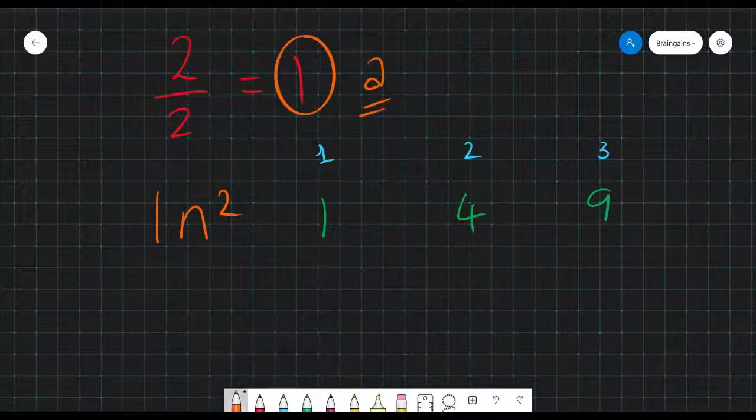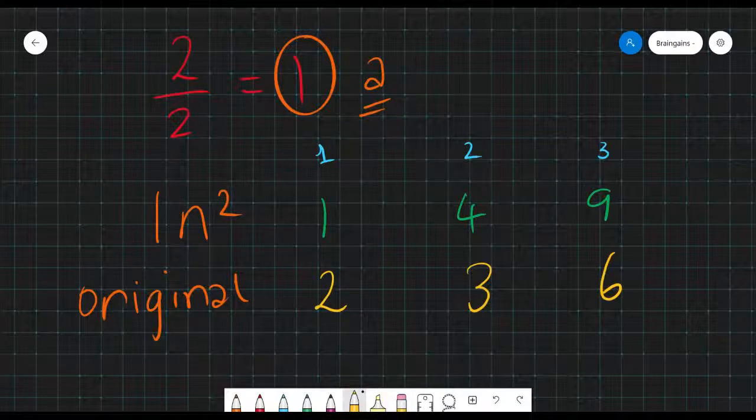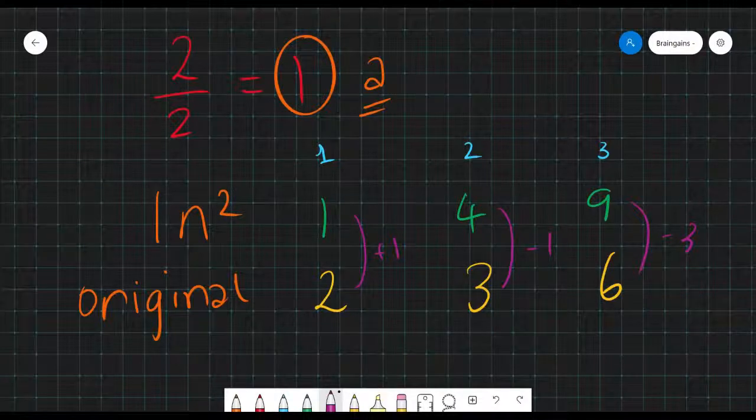Now, let's compare that to our original. So our original sequence was 2, 3, and 6. These were the first 3 terms of our original sequence. So let's see if we can find a pattern between our sequence of 1n squared and our original. To get from 1n squared to our original sequence, here we plus 1, here we minus 1, and here we minus 3. Do we notice a pattern in the differences?